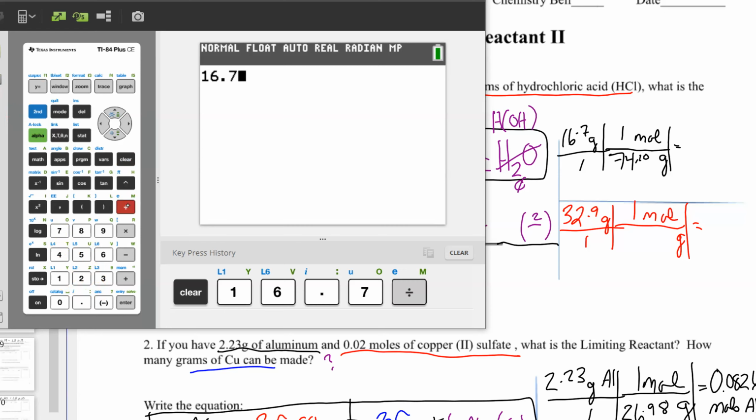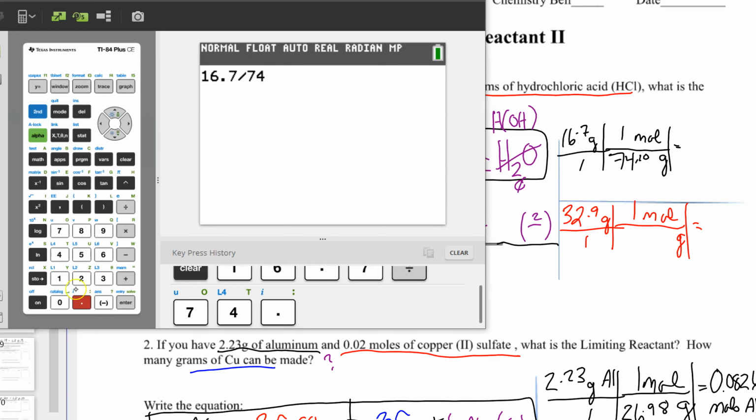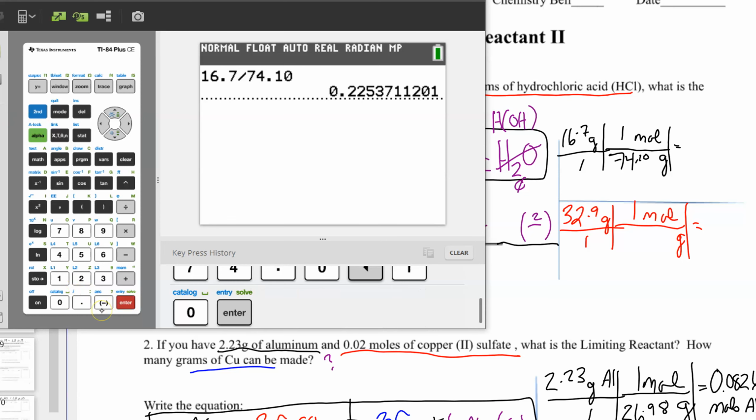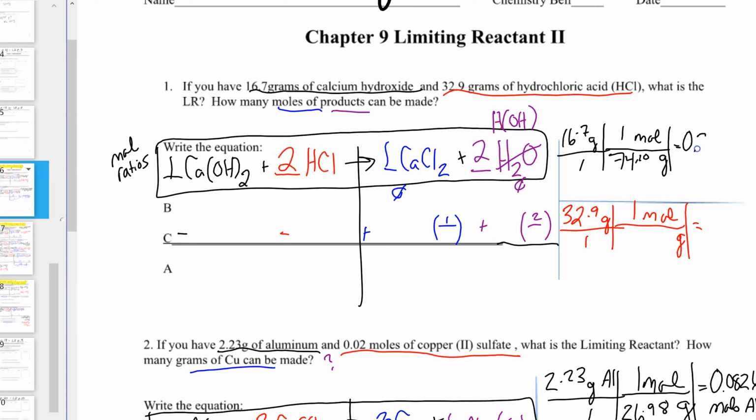16.7 divided by 74.10, and we should get 0.2253. Now they gave me 3 sig figs in the problem, so I'm just truncating after 4 sig figs right there. Let's plug that into the problem, 0.2253. Now we've got to figure out our moles of HCl.